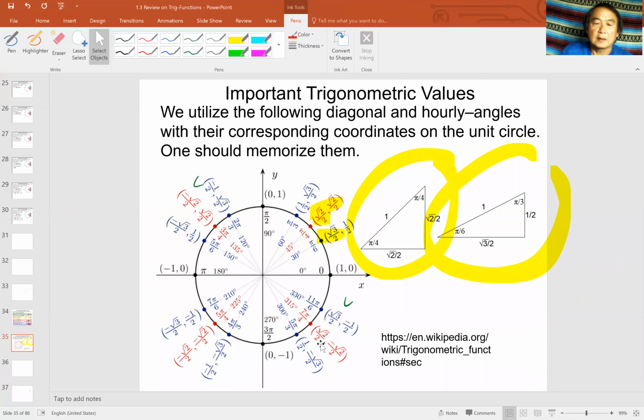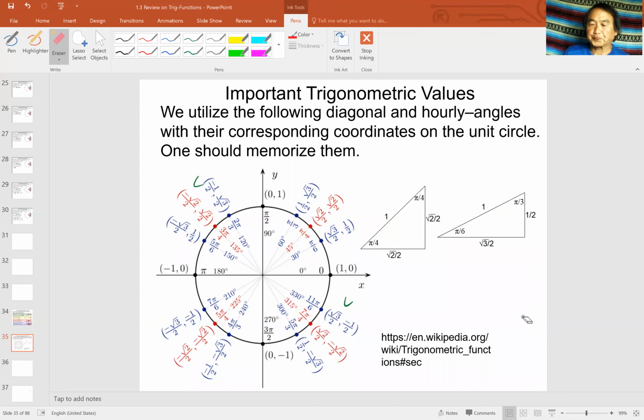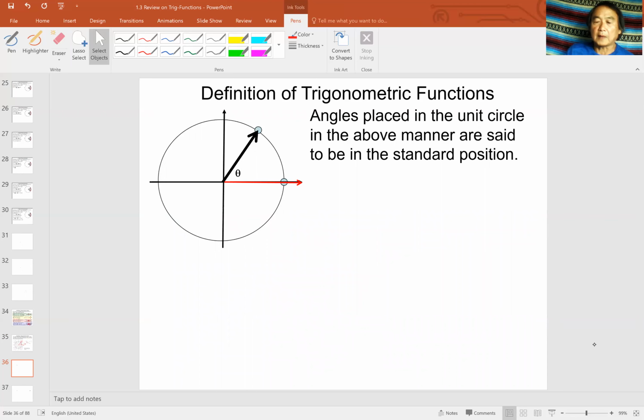And then this is the important part: you have to memorize this chart. The way we get this chart is using these two triangular templates to calculate the individual coordinates x and y. So put this one over here. That's why I get square root 2 over 2, square root 2 over 2. And from here, we're going to define what the trig values are.